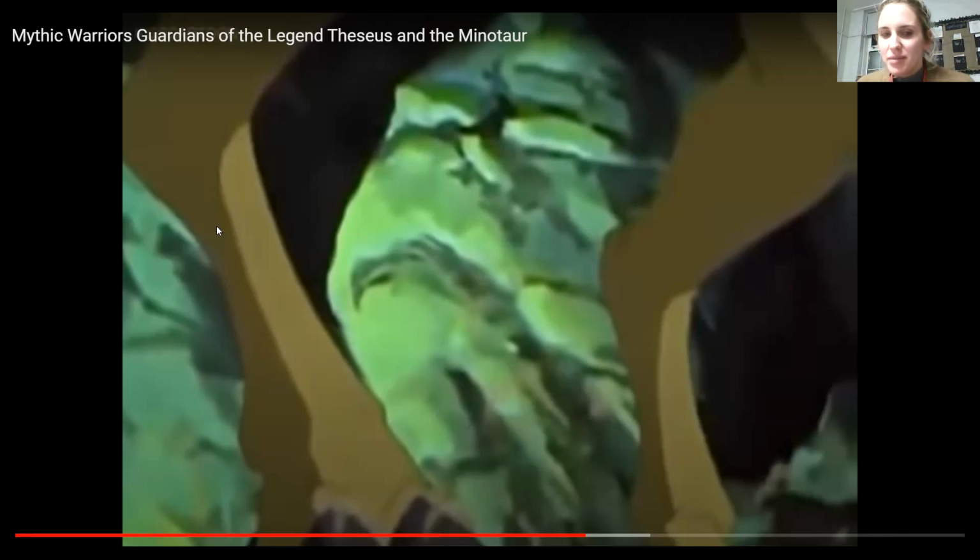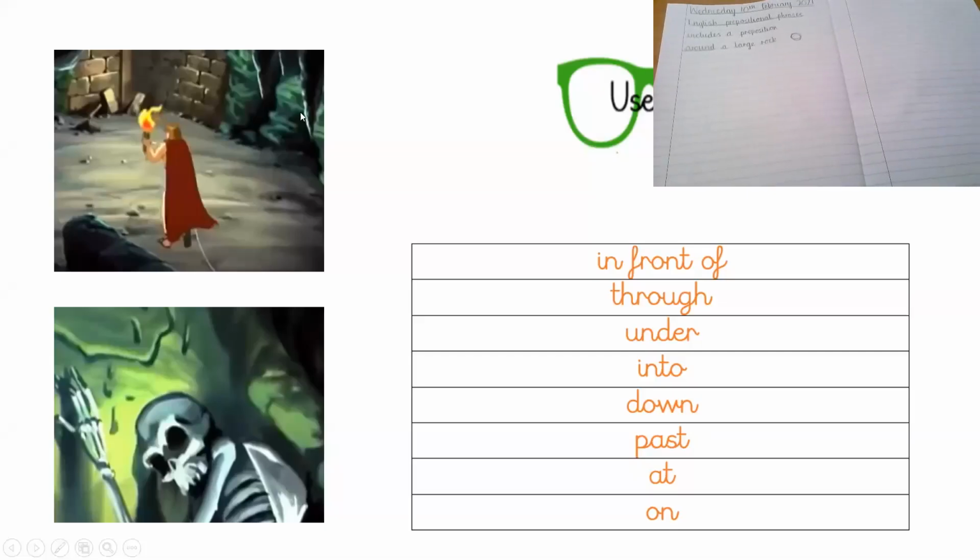It's not very descriptive. So that's why we're using these prepositional phrases today. So let's have a go at writing our own prepositional phrases now. I'm going to show you how to do that. So let's think about this image here. This is after Theseus has walked down the stairs into the labyrinth.